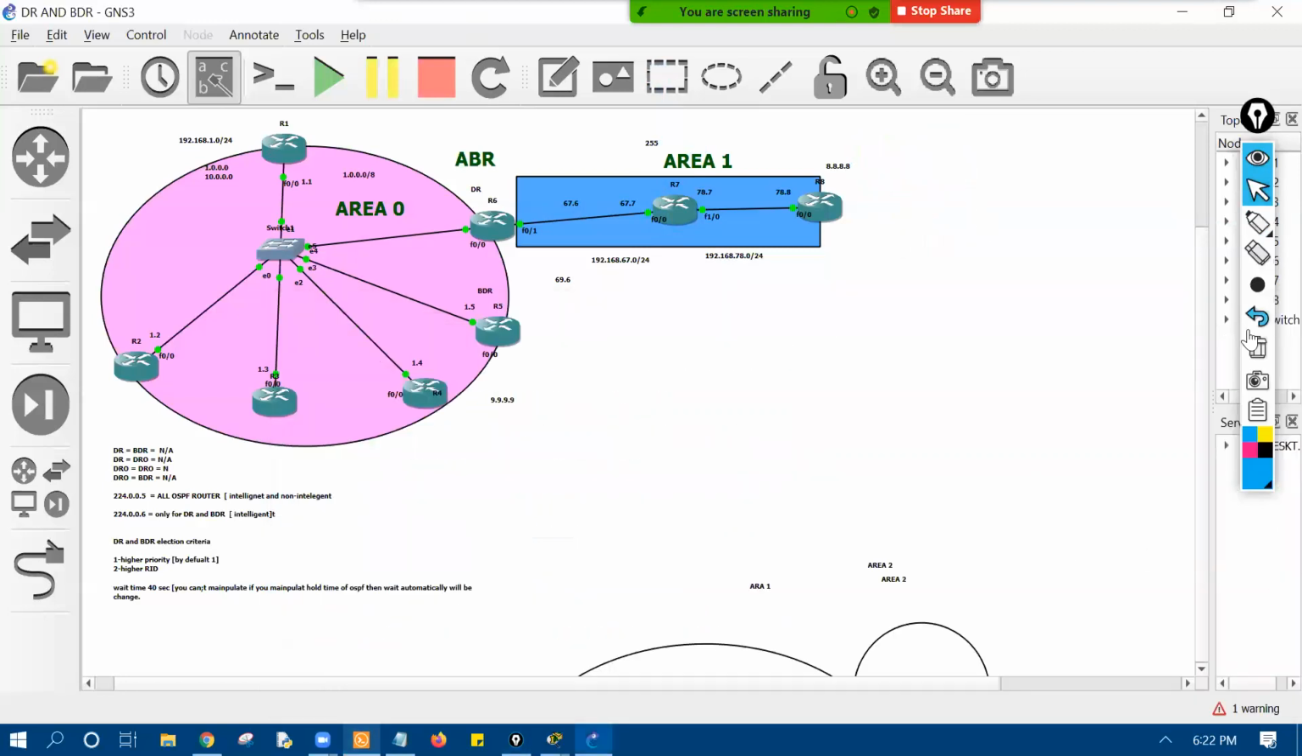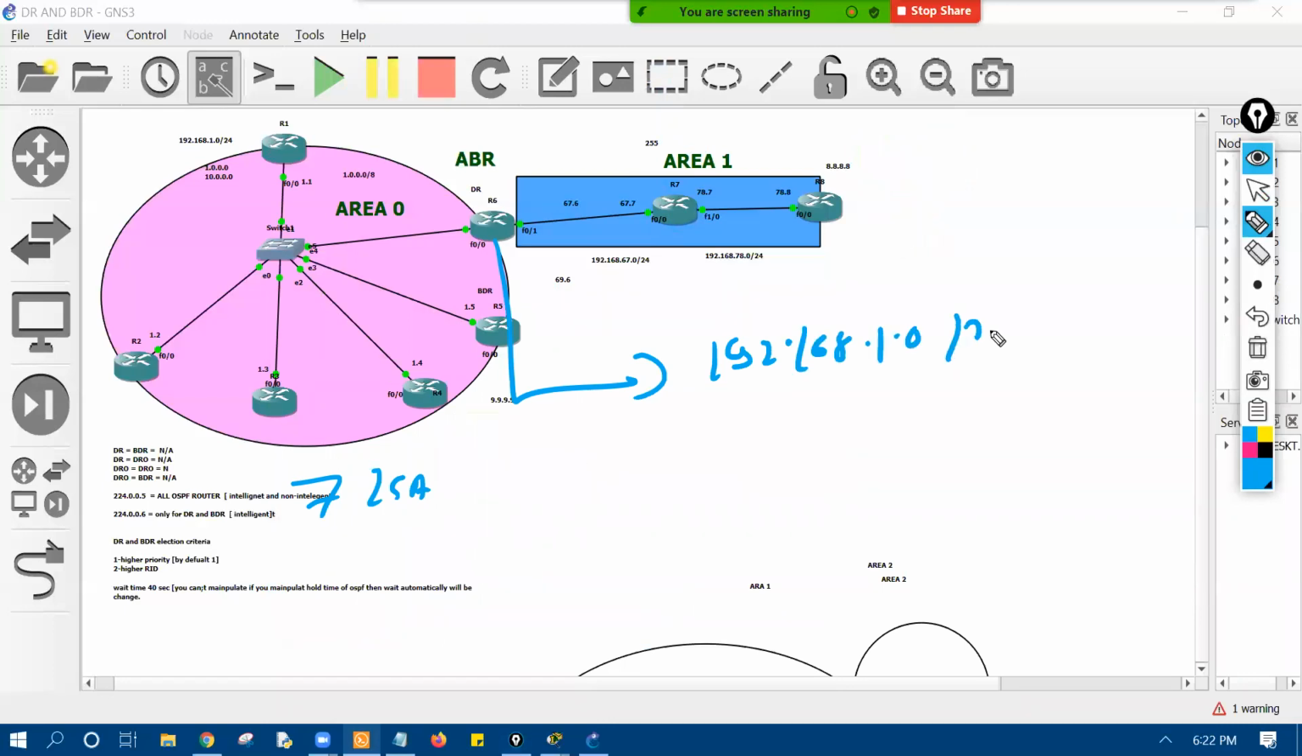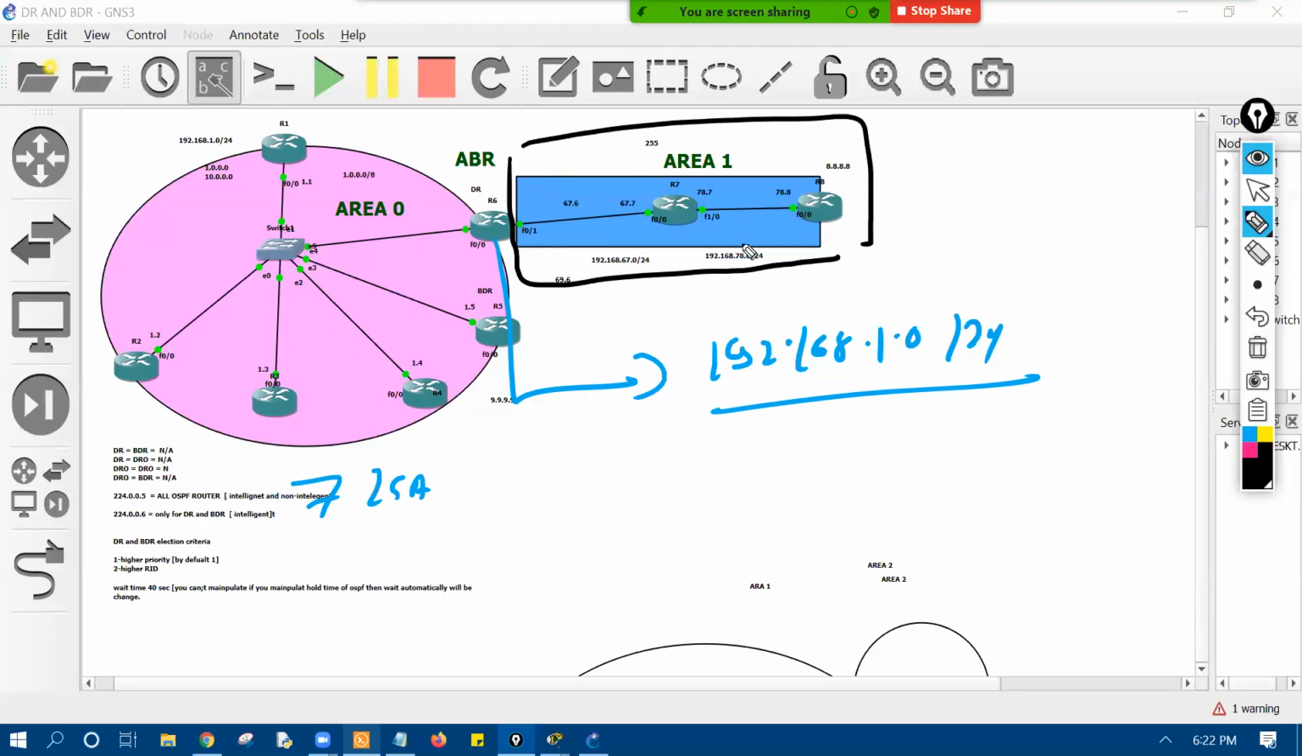So right now, what happened: instead of the type 7 LSAs, R6 is going to send the 192.168.1.0/24 summary. Now tell me, how many LSAs are there in this domain? Sir, 2 summary LSA.